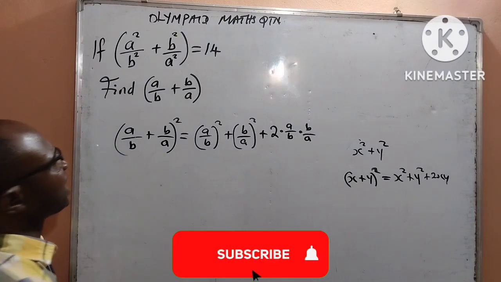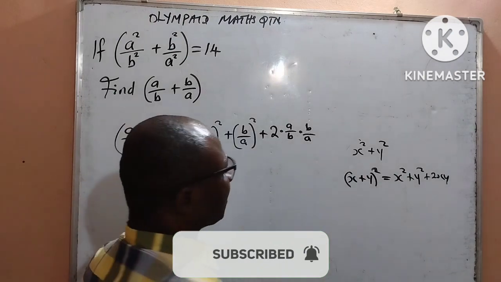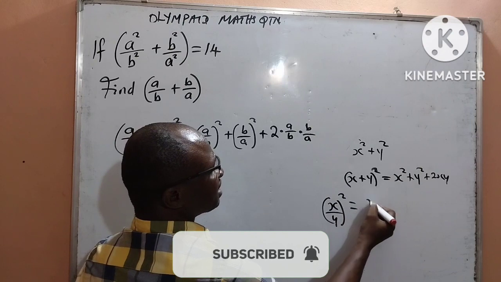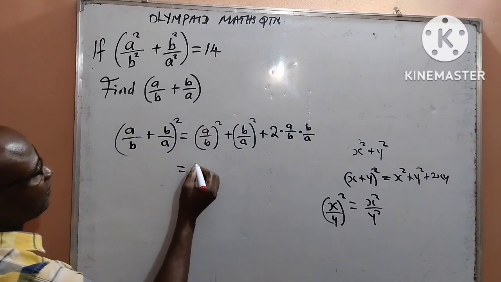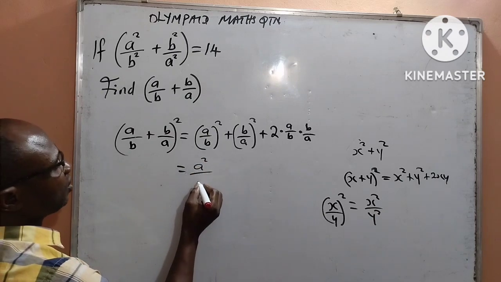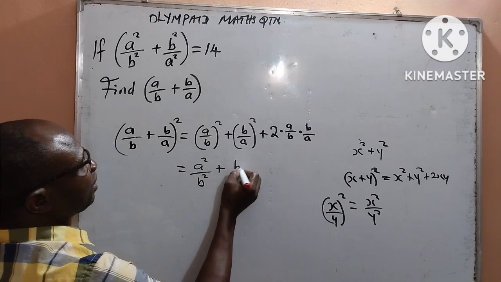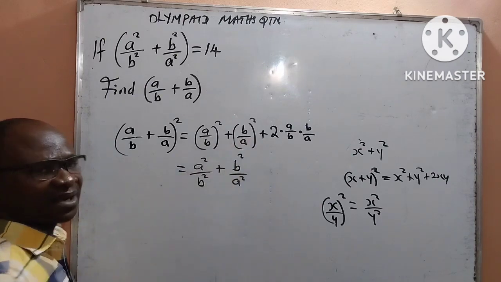And that implies that I shall now have there, if I work on this, from the law of indices, that x over y all squared is the same thing as x squared all over y squared. So I can apply it here to have a squared all over b squared, then plus b squared all over a squared. I'm just opening the brackets here.